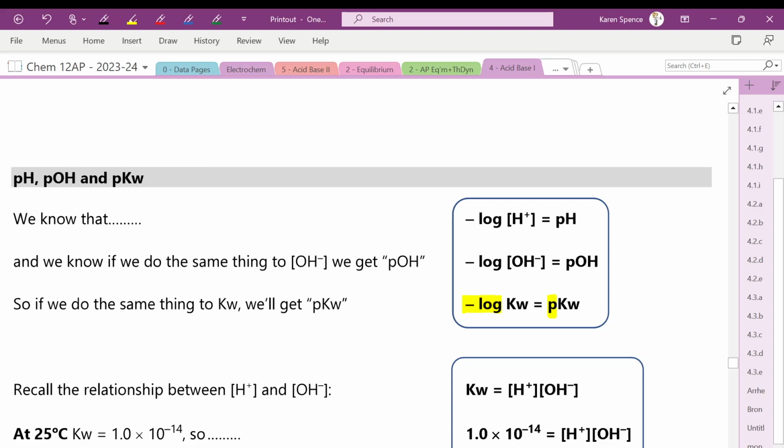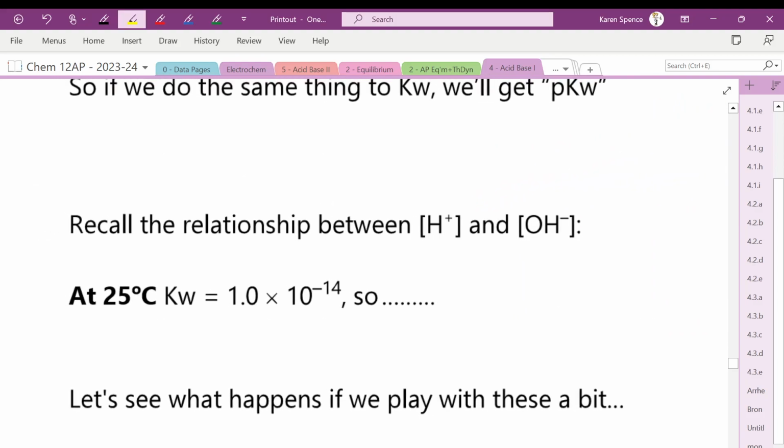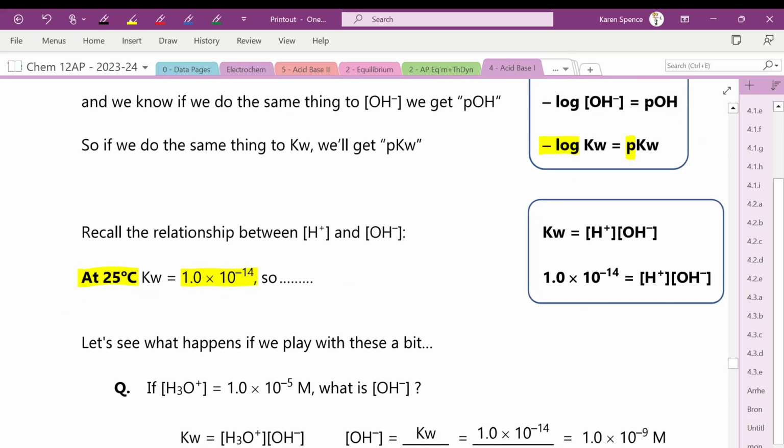Now, at 25 degrees Celsius, and remember I keep saying at 25 degrees Celsius for your Kw, Kw is 1 times 10 to the negative 14. That will not be true at other temperatures, because what does temperature do to a KEQ? Changes it, okay? So let's see what happens if we play with these a little bit.